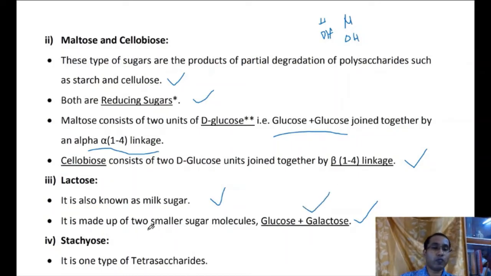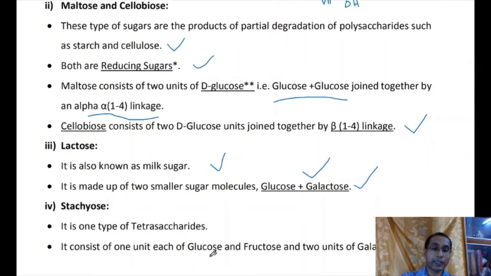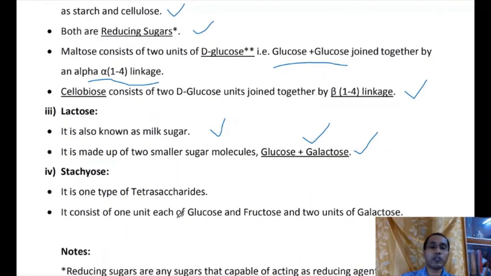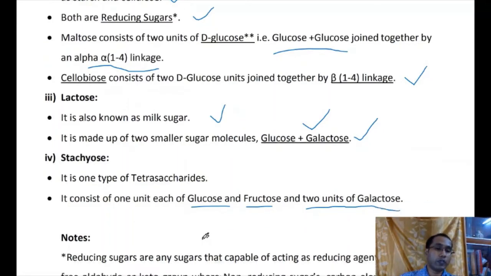Stachyose is one type of tetrasaccharide. This is a very critical typical example of a tetrasaccharide. It consists of only 1 unit each of glucose and fructose and 2 units of galactose. That means a total of 3 different bondings are there and 4 different units are attached to each other.